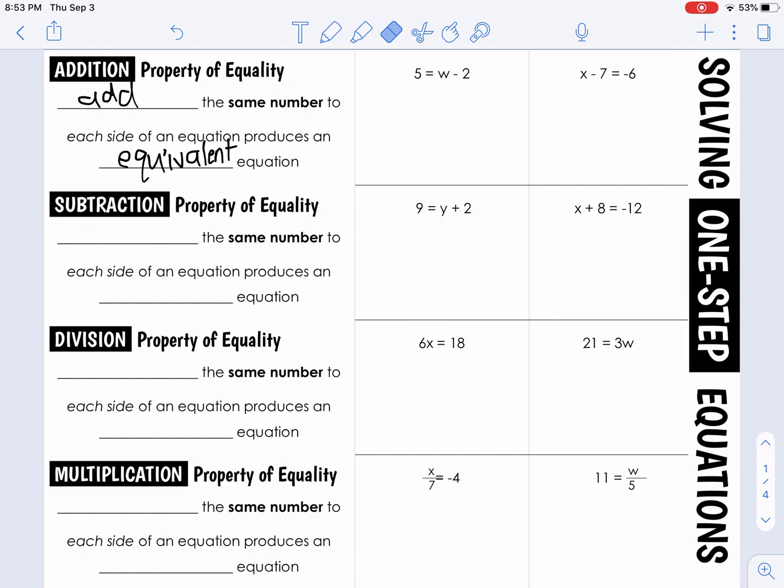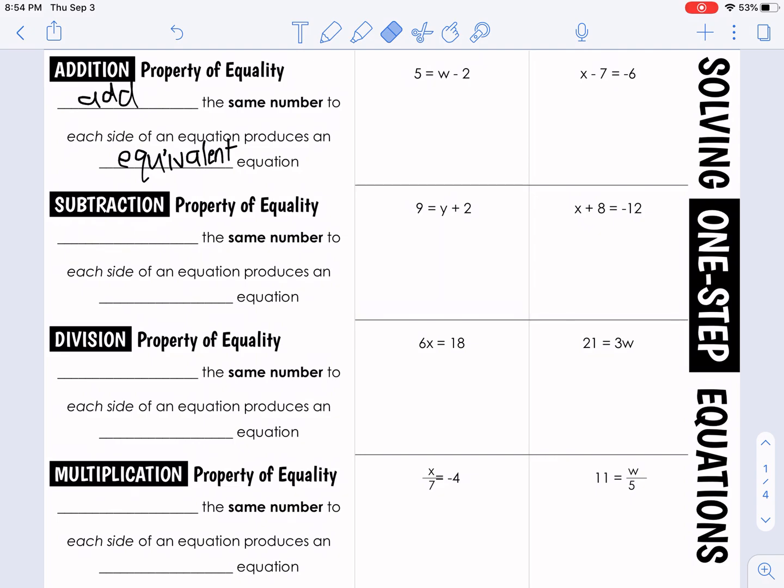It's the same thing. Think in terms of a balance. You guys know a balance. If we have weights on both sides and it's balanced, it's equal on both ends. If I add the same amount to both sides, doesn't it remain equal? Yes. So that's what the addition property of equality says. We can add the same thing to both sides.